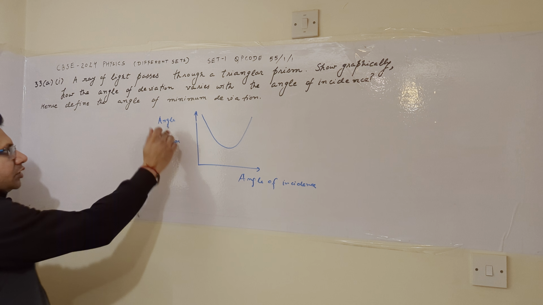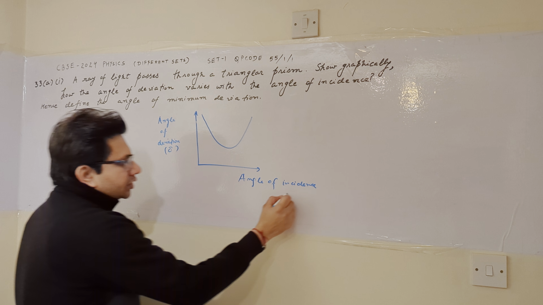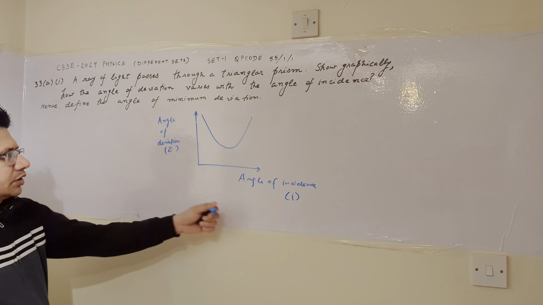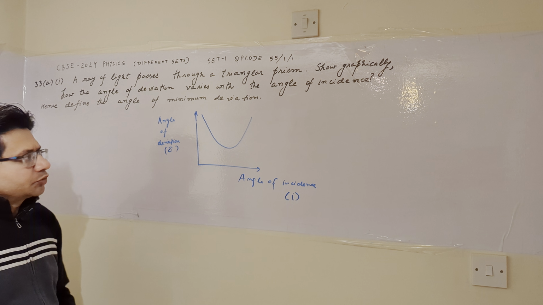This is the graph between the angle of deviation, given by delta, and the angle of incidence, given by I. So this is the graph corresponding to angle of deviation and angle of incidence. So this is the answer of the first part of the problem.